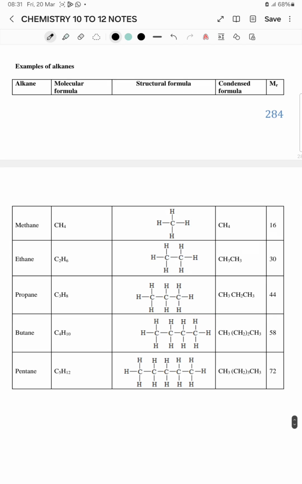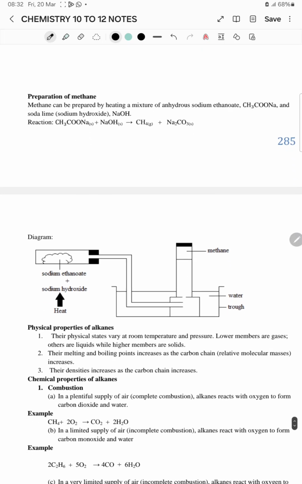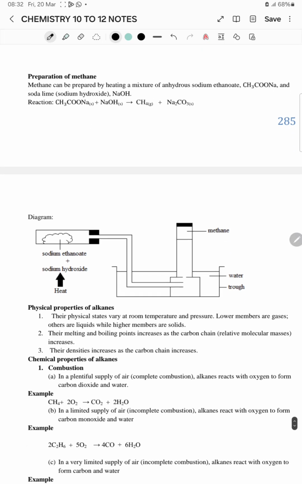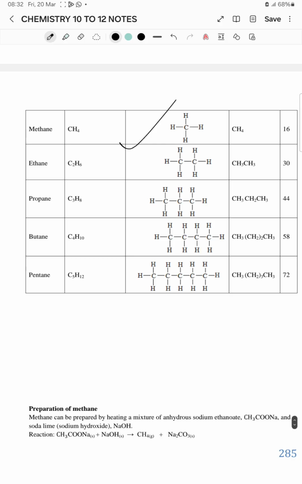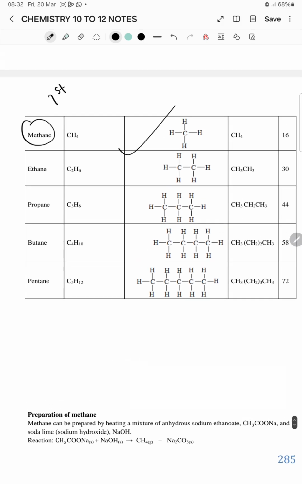Then we also talked about the first member to be methane. Meth means one carbon atom. As you watch the previous video, then you understand what is going on here. So we now go to preparation of methane. Methane is the first member of the homologous series known as the alkanes.